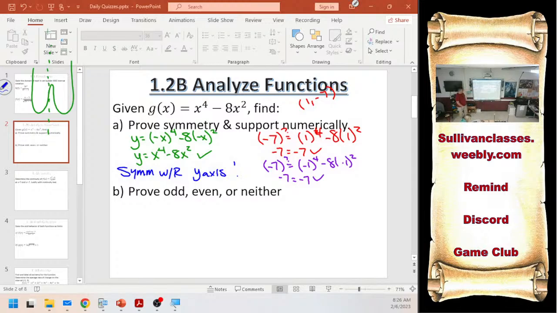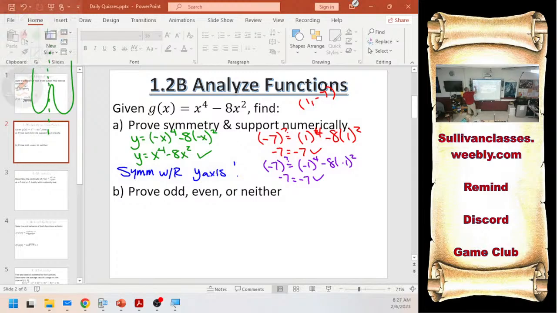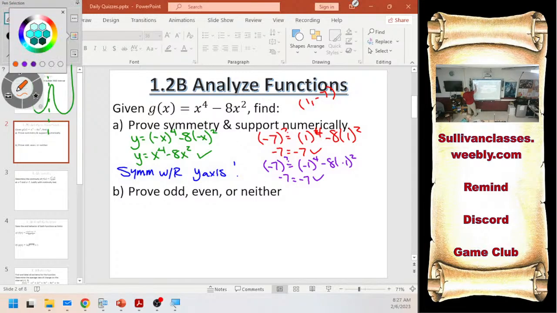Okay. Prove odd, even, or neither. If it's symmetric to the y-axis, which of those is it? Even. So proving that it's even is very, very similar to this.